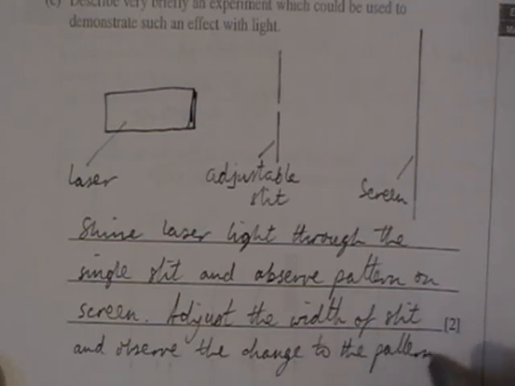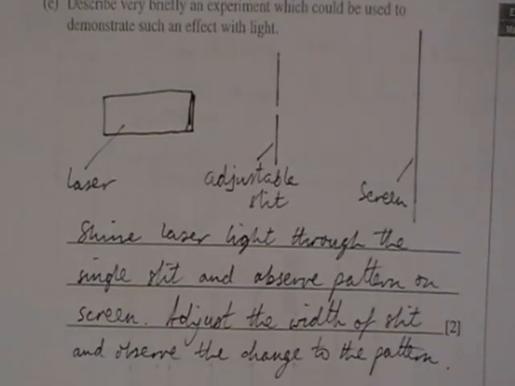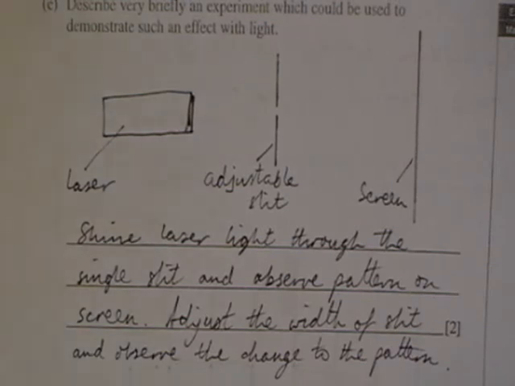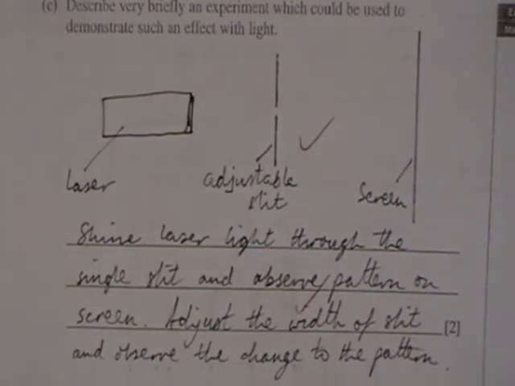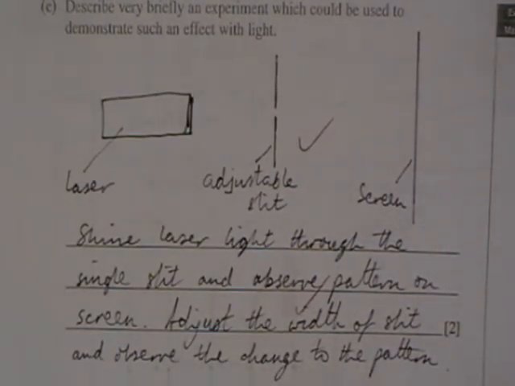Right, there's two marks there, and I think that what you're looking for is adjust the width of the slit plus then the diagram of the arrangement, and that should get you your full marks.